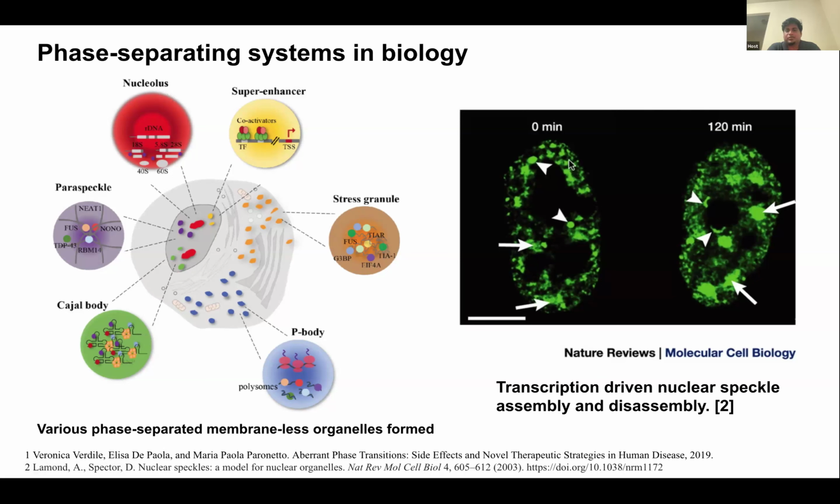And the right side is an image of a nuclear speckle. It is also an organelle found in the nucleus. These green things are nuclear speckles. So this is widely found in biology. So we were interested in how this is formed and what kind of interactions drive this phase separation.